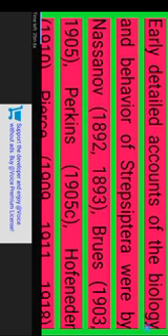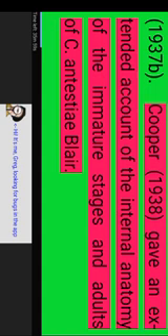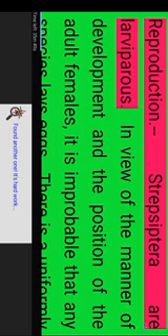Clausen 1940-1962. Biology and behavior. Early detailed accounts of the biology and behavior of Strepsiptera were by Nassonov 1892, 1893, Bruce 1903, 1905, Perkins 1905, Hofeneder 1910, Pierce 1909, 1911, 1918, Wheeler 1910, Smith and Hamm 1914, Schrader 1924, Schultz 1925, Ulrich 1927, 1930, 1933, Parker and Smith 1933b, 1934, and Kirkpatrick 1937b. Cooper 1938 gave an extended account of the internal anatomy of the immature stages and adults of C. antestiae Blair. Reproduction. Strepsiptera are larviparous.